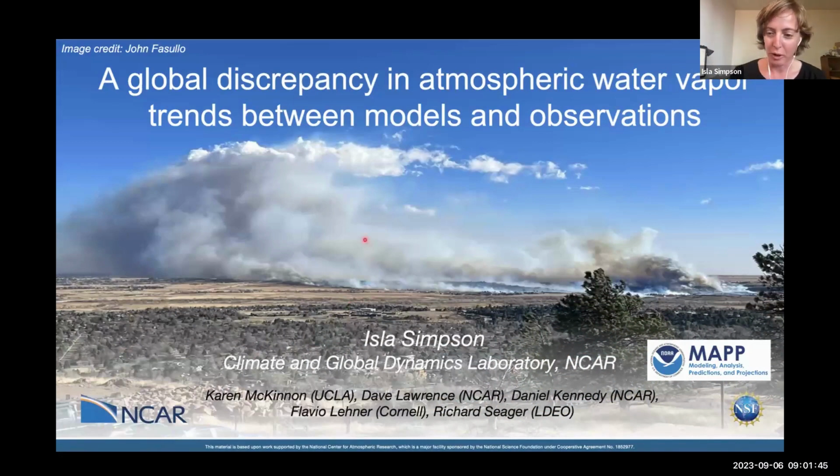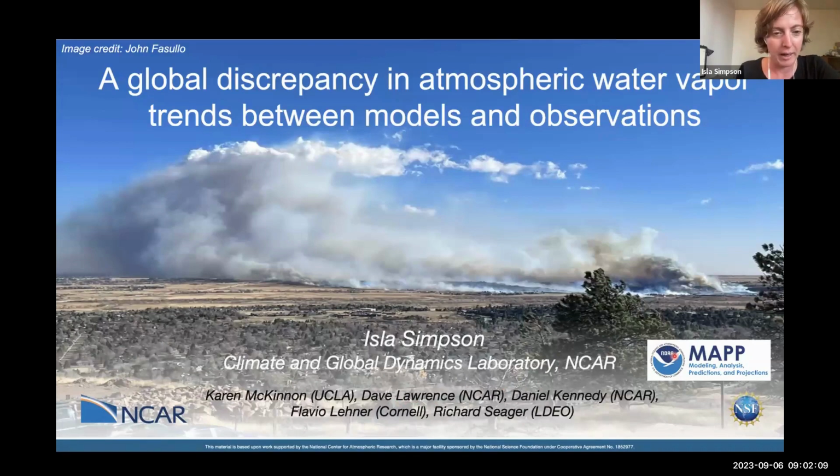I want to talk about this work, which is hopefully going to come out soon. We're just, I think, in the final stages of revisions, looking at a global discrepancy in atmospheric water vapor trends between models and observations. I want to acknowledge all my collaborators listed here, and also funding from the NOAA MAT program and from NSF to NCAR as well.